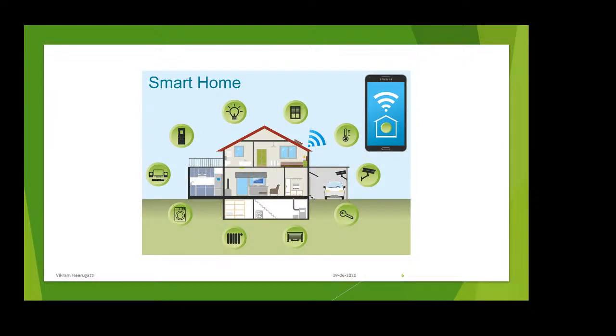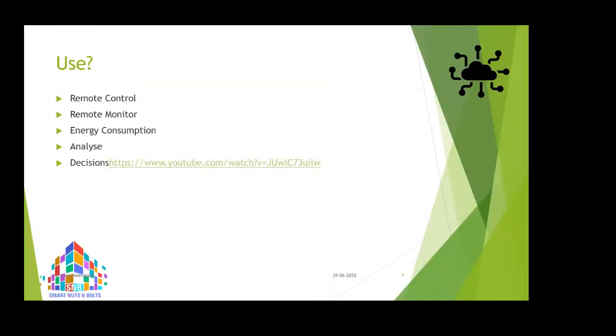This is an example picture. In a home we have different things like lights, refrigerator, etc. The things are connected with the help of Wi-Fi technology, and can be remotely monitored and controlled with a mobile phone. This is an application of Internet of Things technology. So why do we need a smart home? With a smart home we can control things remotely, monitor energy consumption remotely, analyze how each and every home is consuming power, and take decisions with the help of that.